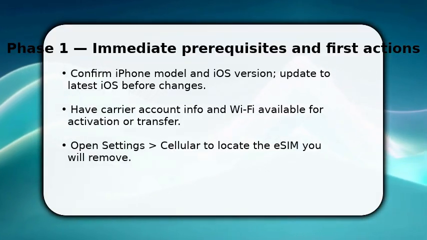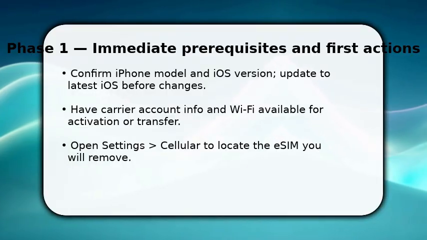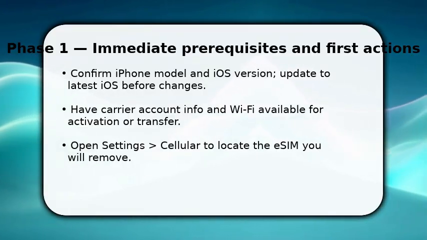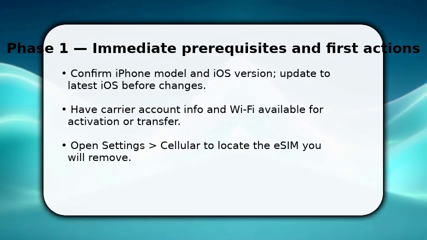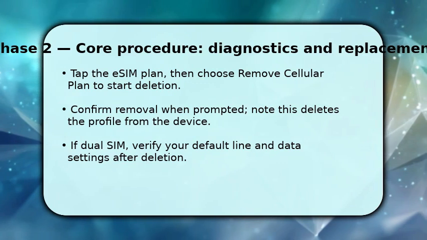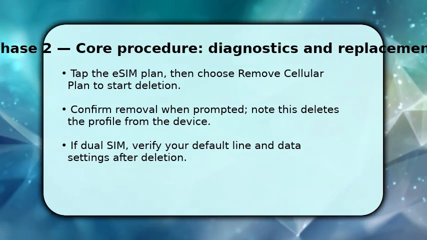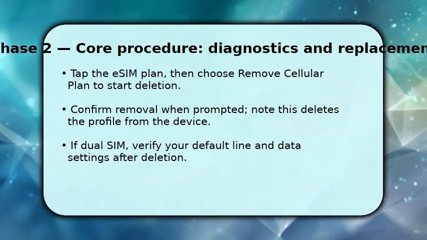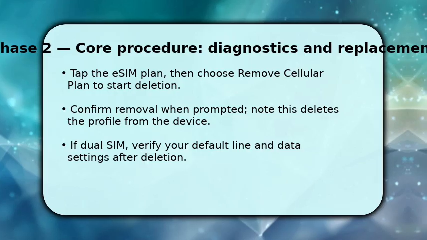Make sure you're on Wi-Fi if you plan to add a new plan immediately. After you tap the plan, prepare to use the Remove Cellular Plan option that appears near the bottom. You now perform the core deletion. Tap Remove Cellular Plan and confirm when the dialog appears. This clears the eSIM profile from your iPhone.